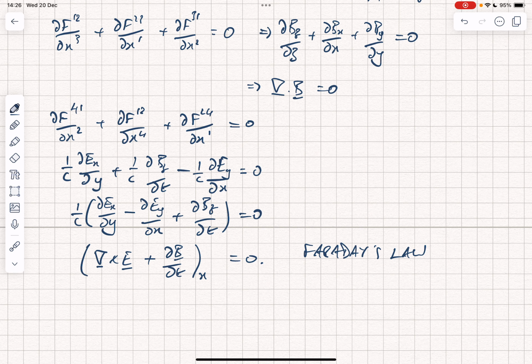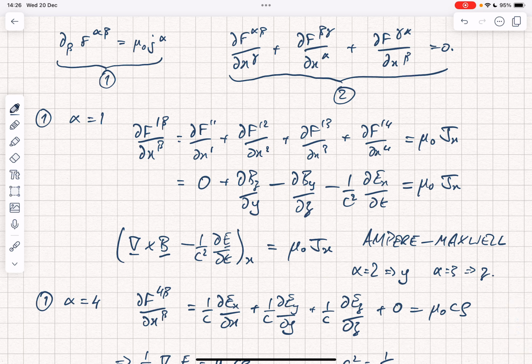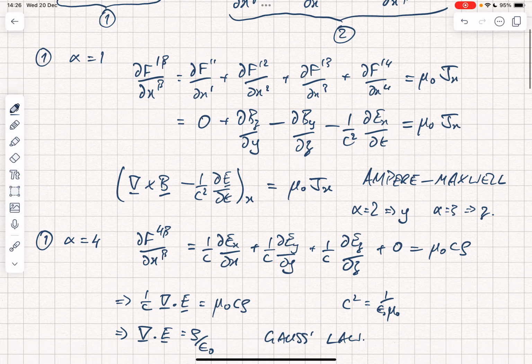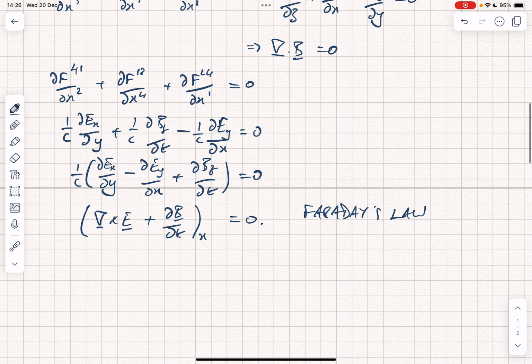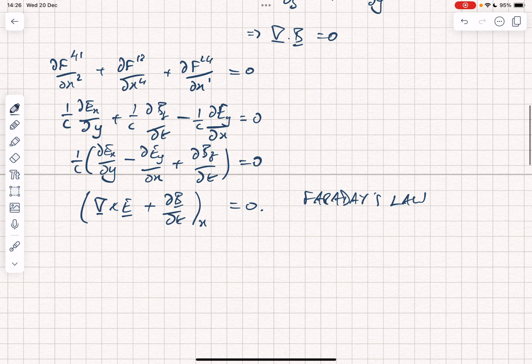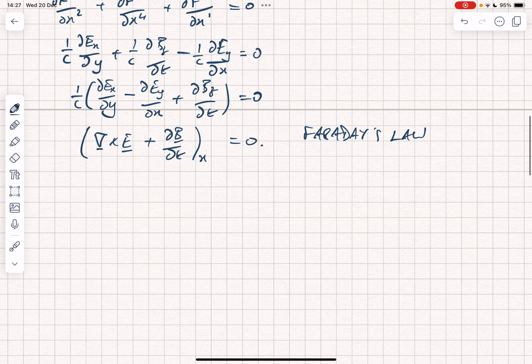So we've now seen that by starting with these two statements, which I haven't yet proved but I will, d beta F alpha beta is mu naught J alpha, and then dF alpha beta by dx gamma and permutations equals 0, we can derive all four of Maxwell's equations, which shows that these are a set of equations that apply in all reference frames. So we've reframed electromagnetism in terms of the fields in a way where we can transform between frames. So let me now go back just briefly and prove those two statements. If you're not interested in the mathematical details, you're very welcome to stop the video at this point.